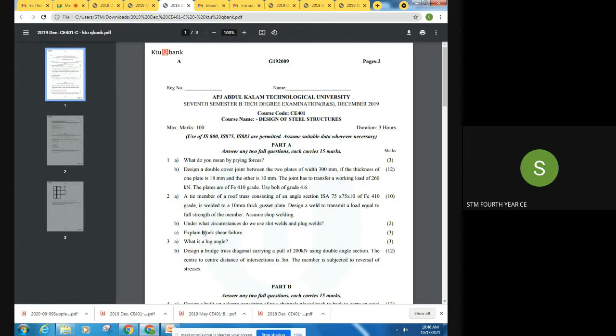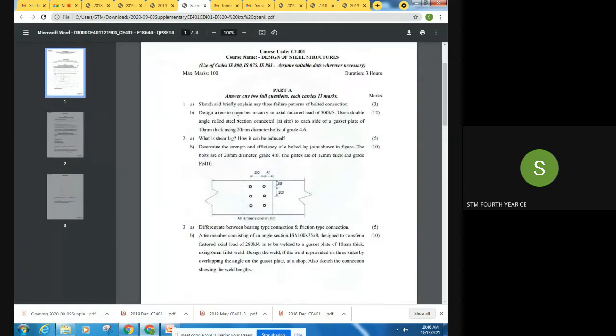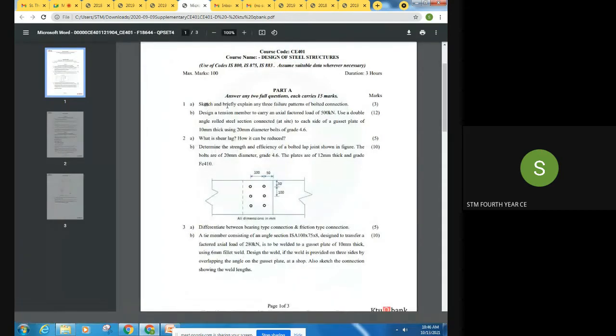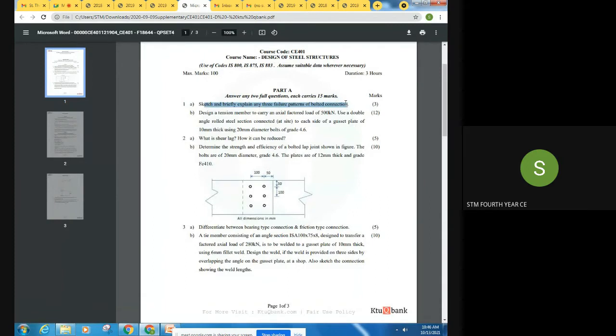Okay, so block shear failure also from second module. Leg angle, second module. This one is also from second module. Okay, so the starting 1 and 2 problems you can solve from first module. And here also you can do the problems. Sketch and briefly explain the 3 failure patterns. Okay, so any 3 failure patterns you can explain.